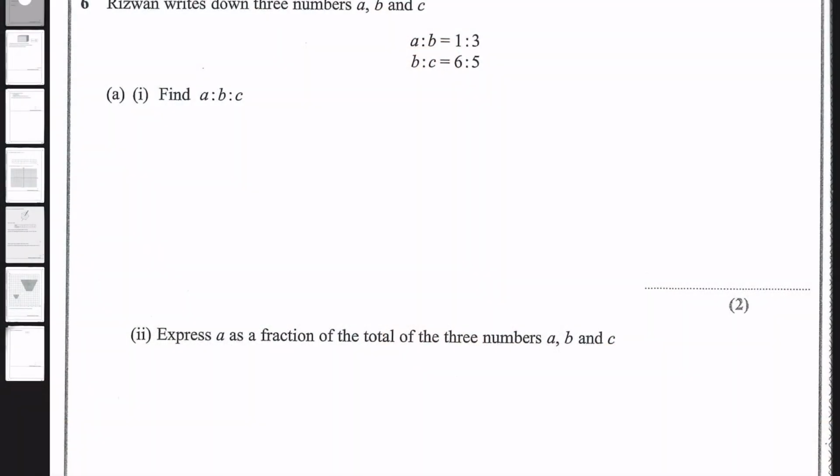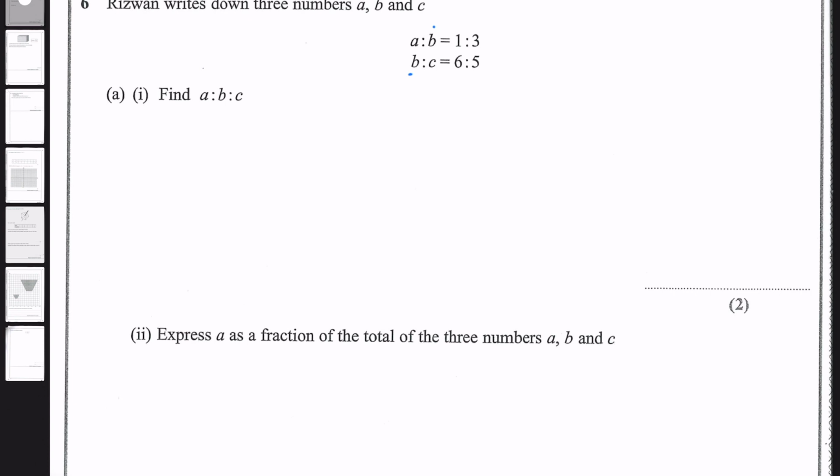Rizwan writes down three numbers A, B and C. The ratio of A to B is 1 to 3 and B to C is 6 to 5. Find the ratio of A to B to C. Now if you look, we've combined two ratios to make a single ratio. The link is B, because it appears in both of our ratios. So I'm going to try to make B the same in both of our ratios.